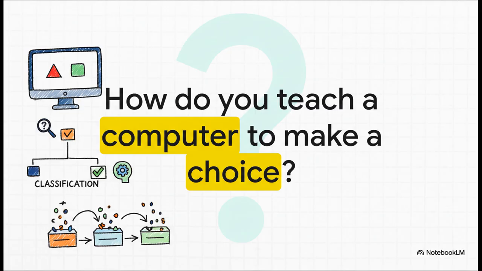How do you teach a computer to make that kind of judgment call? How does it learn to classify something it's never seen before? Well, the solution is really elegant, and it's called a decision tree.